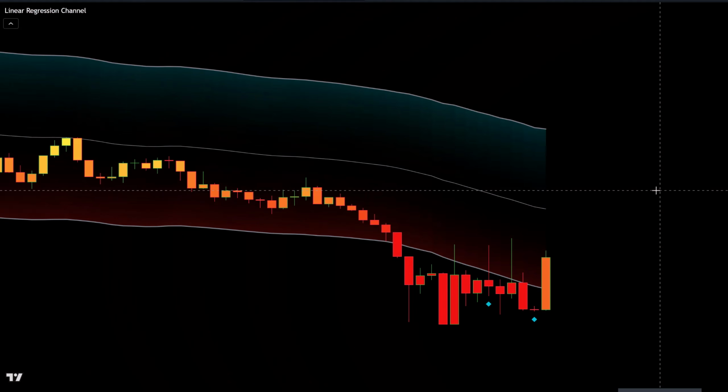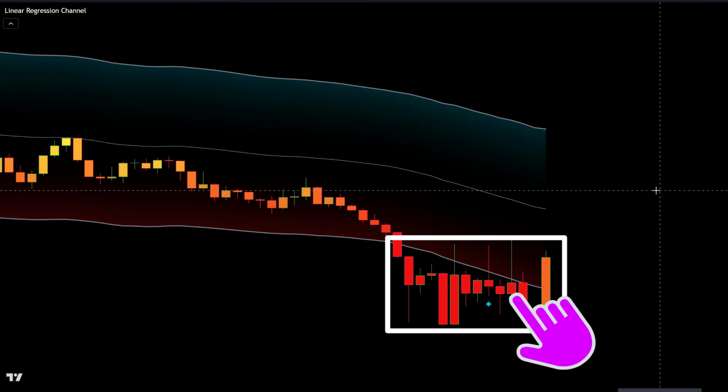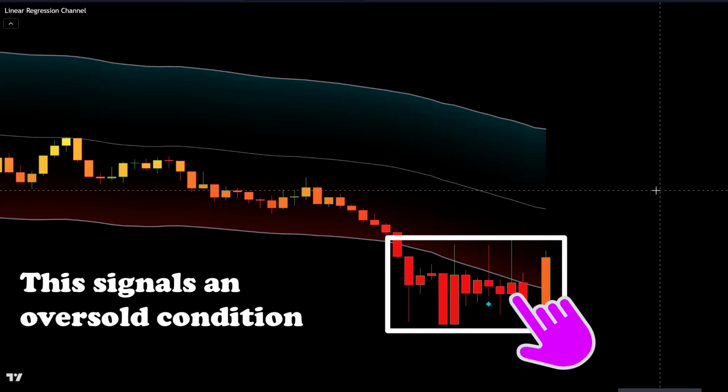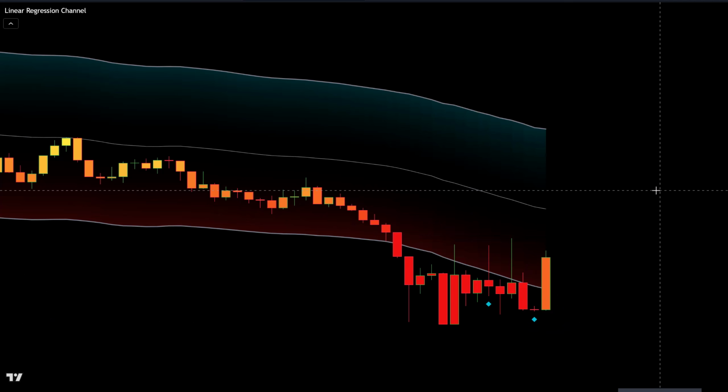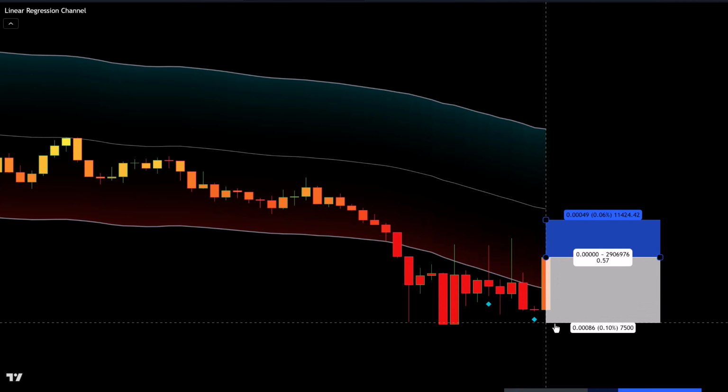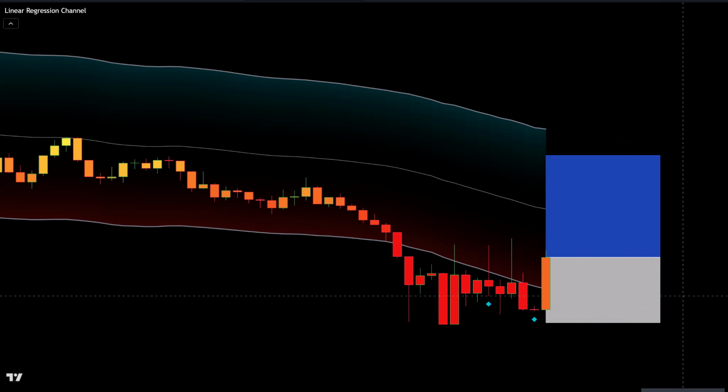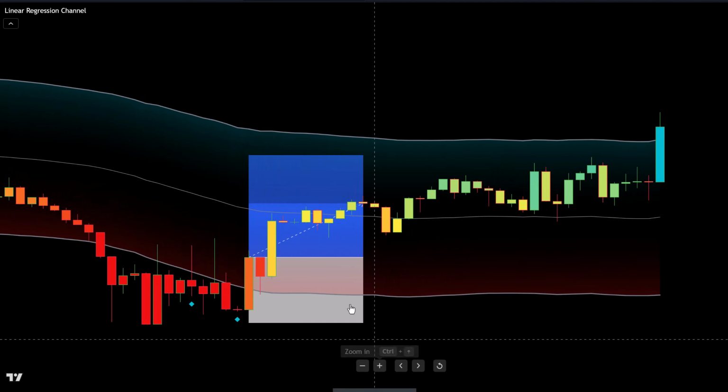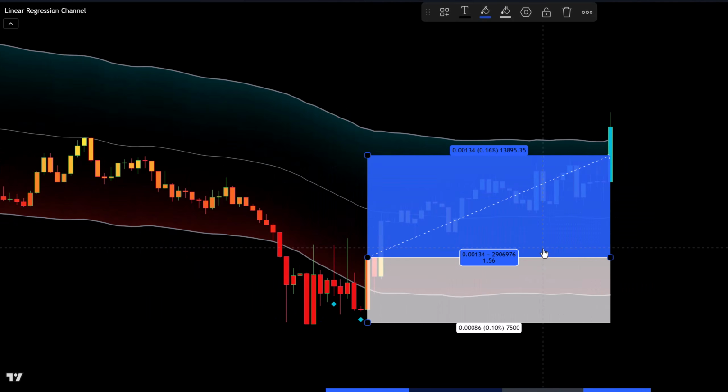So, for a bullish setup, you'll want to watch out for the price to dip down toward the lower regression band. This typically signals an oversold condition. But here's where it gets exciting. When a blue reversal diamond appears just after price touches or briefly breaks below that lower band, that's your signal that momentum is shifting upward. And you could have placed a long entry here, and as you can see, the price climbed back into the channel, hitting your take profit.